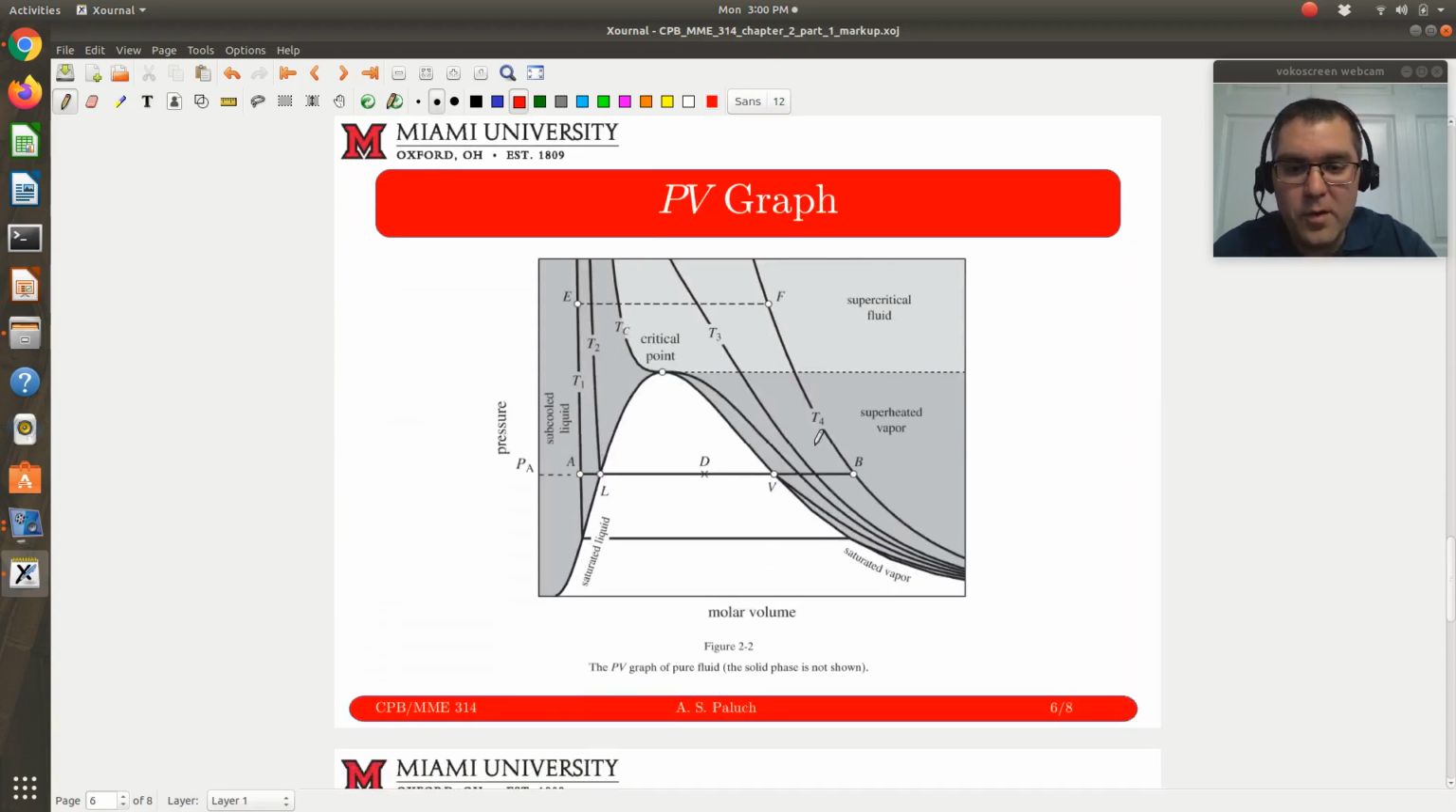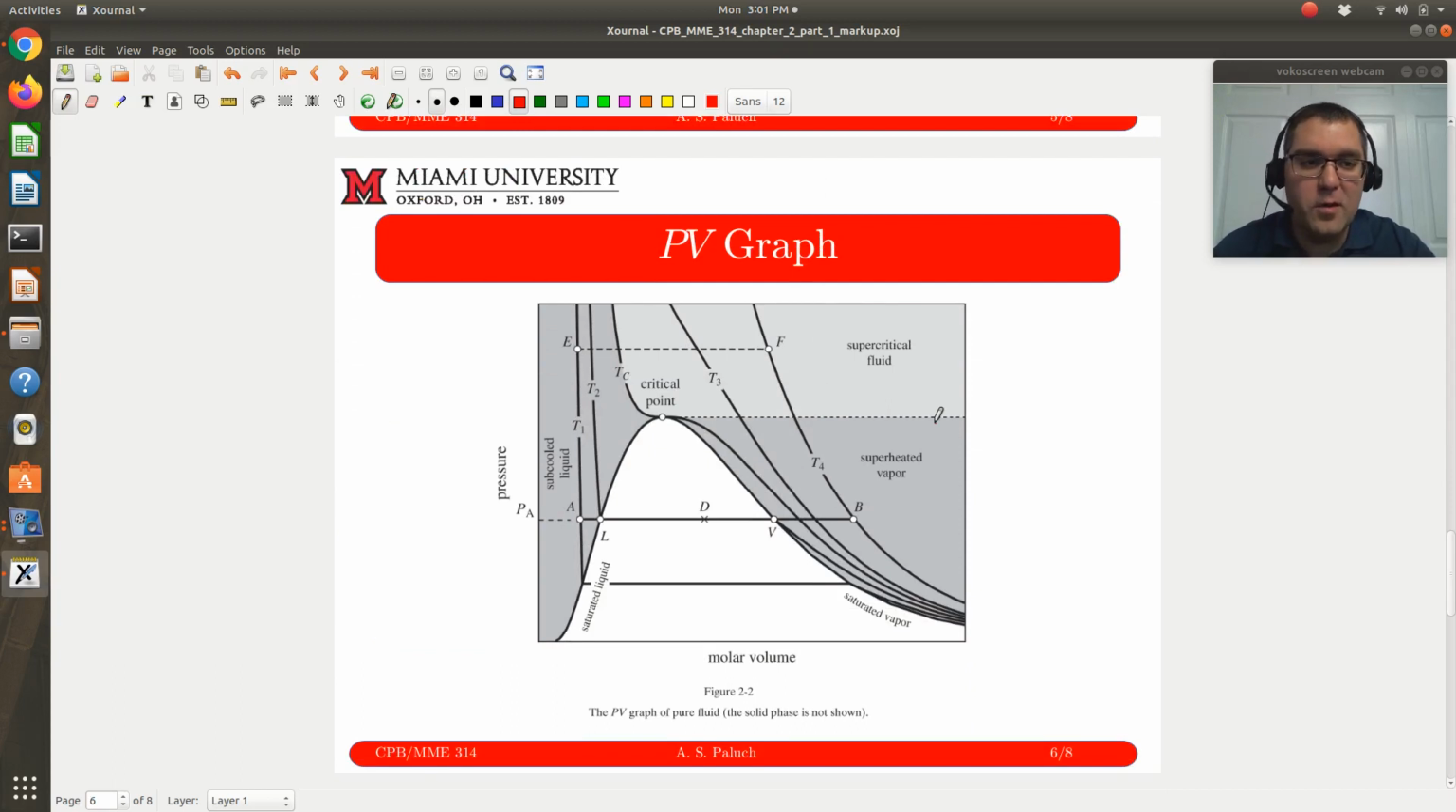All right, so here's my PV graph. Again, it's just much easier in terms of thinking and working in two dimensions. So the first thing I want to point out is, when I look at my PV phase diagram, the first characteristic that you should notice is this dome.